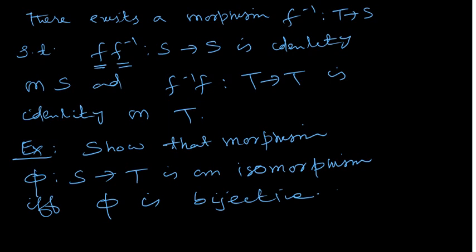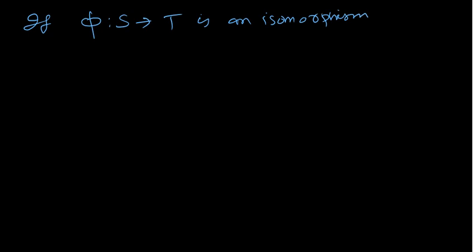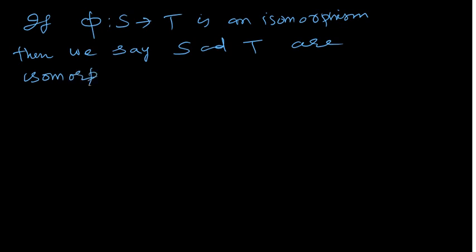Then if phi from S to T is an isomorphism, then we say S and T are isomorphic, and we write this S is isomorphic to T.